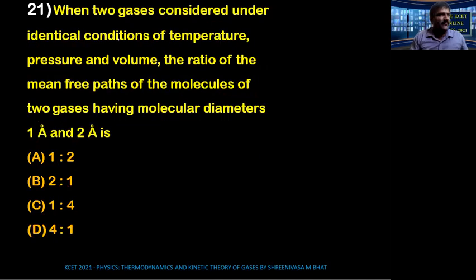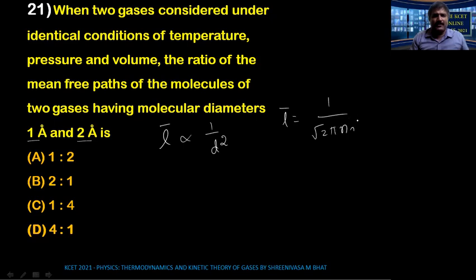The next question, 21. When 2 gases are considered under identical conditions of temperature, pressure and volume, find the ratio of the mean free path of the molecules of the 2 gases having molecular diameters 1 angstrom and 2 angstrom. So the mean free path is the average distance between successive collisions. The mean free path L dash is inversely proportional to the square of the diameter. The actual formula is L dash equal to 1 by root 2 pi n d square, where n is the number density of molecules, the number of molecules per unit volume, and d is the diameter of the molecule.